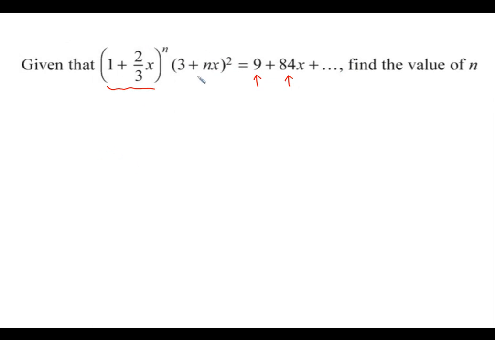So the first thing I would do is, since this is being squared, I would just square this so that I would get 6nx plus n squared x squared, right? So if I square this, I would just get this value right here. Now I'm multiplying this with this binomial over here.